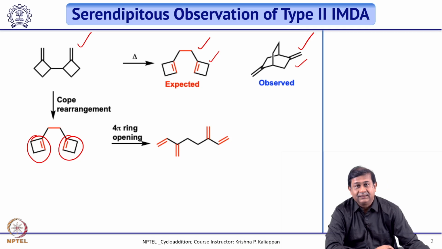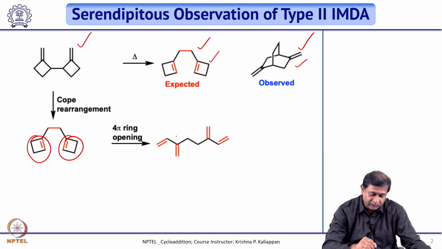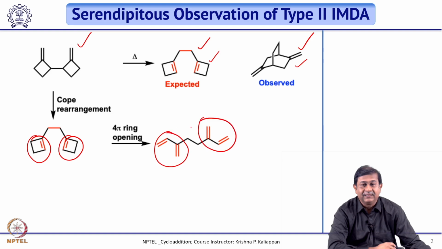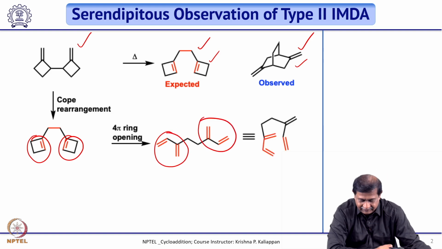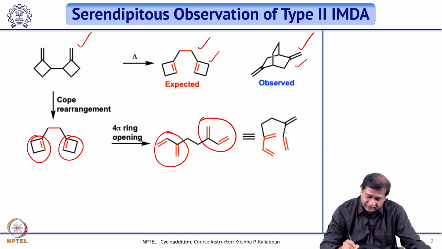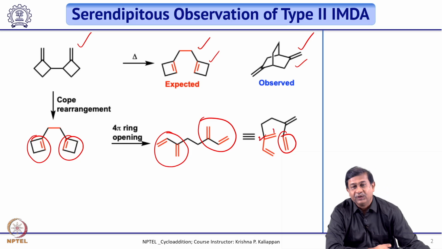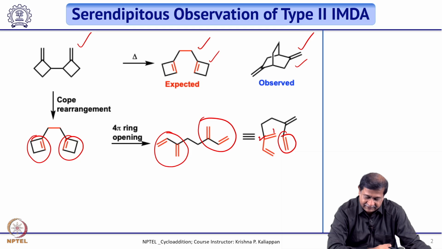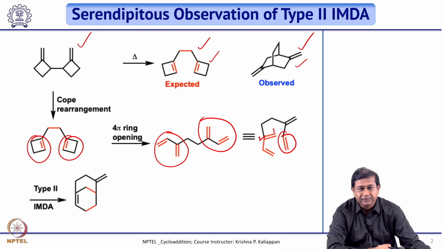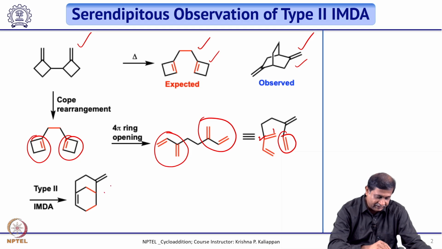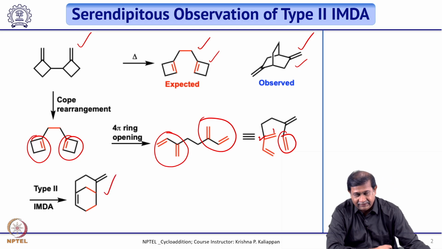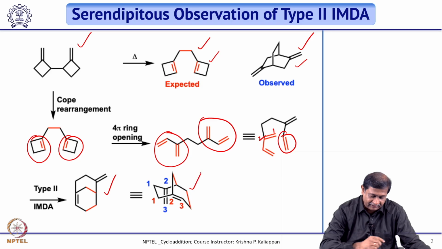So it underwent an electrocyclic ring opening to give two dienes connected again by the ethano bridge. And these dienes can be redrawn like this. When you redraw, you can see this dienophile is attached to carbon number 2 of the diene. So this underwent an intramolecular type 2 Diels-Alder reaction to give this bicyclic compound, and it does not stop there. This also can be redrawn, for simplicity, like this.